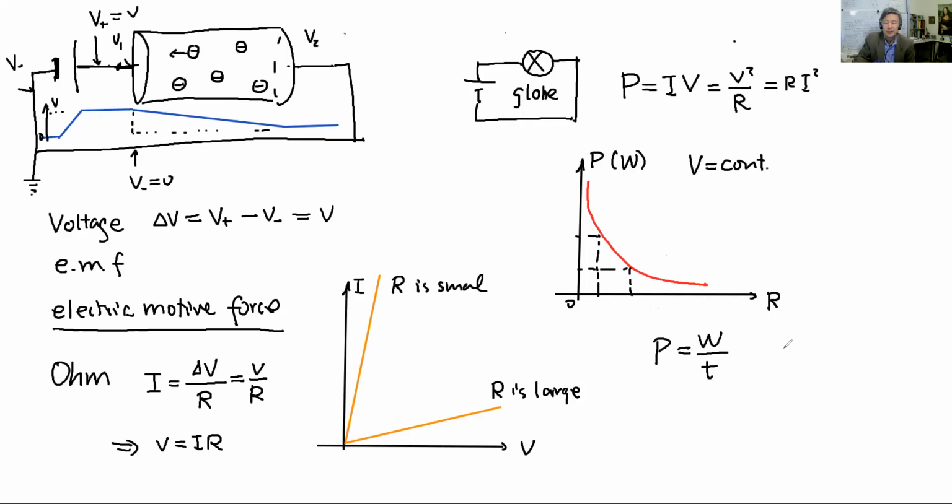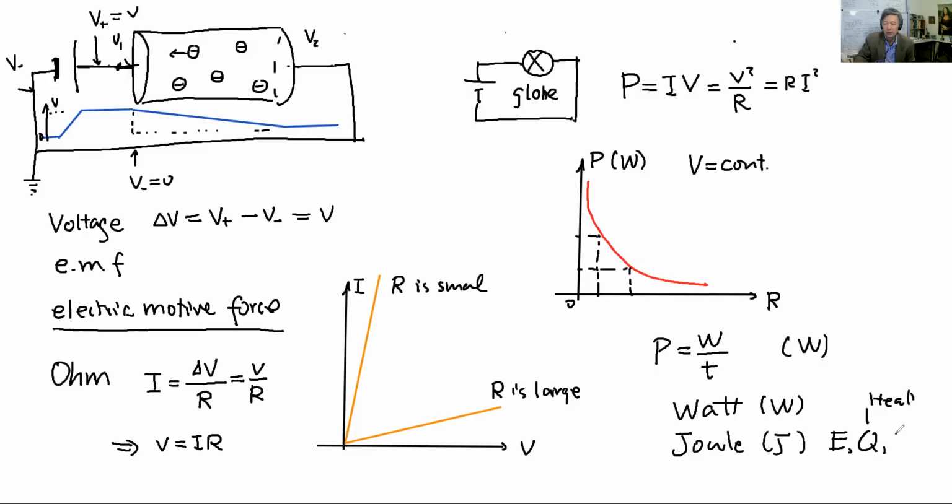That's right, these units are named after famous people. The unit of power is the watt, W, and the joule, J, is the unit for energy, for heat. We use the capital Q for heat, as well as work.